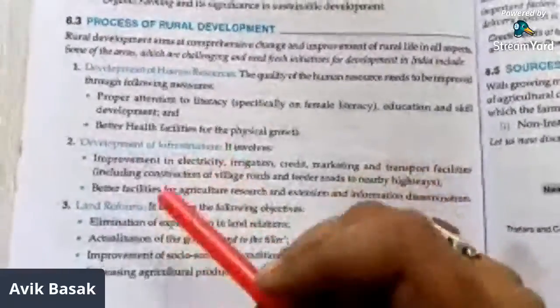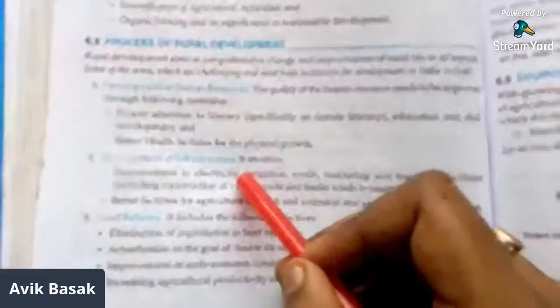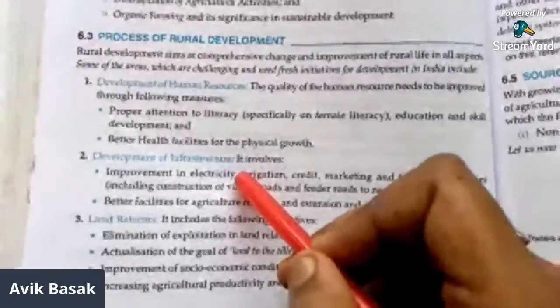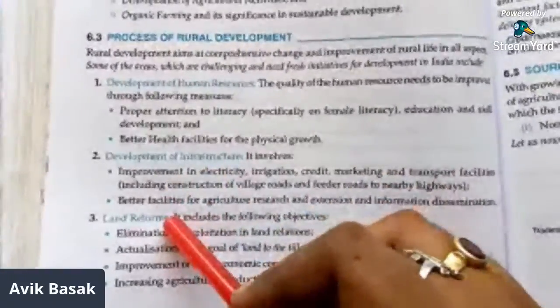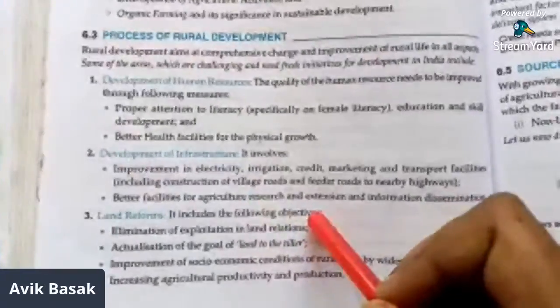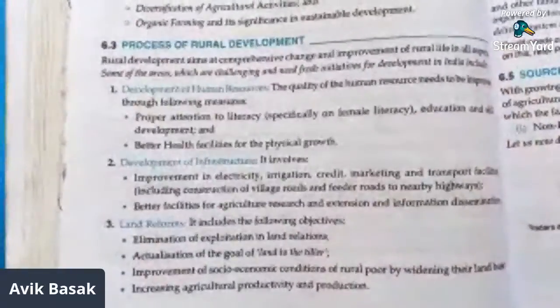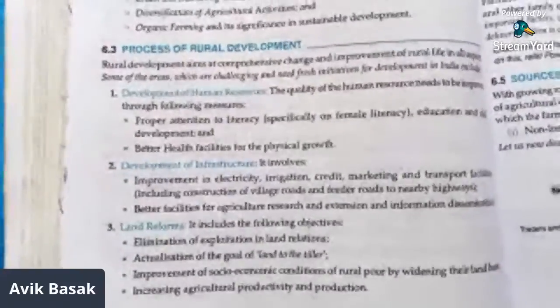The second area of development is infrastructure. It means transportation, communication and all this. It should be improved, with better facilities and research related to agriculture. Research, study, extension and new technologies should come up, so that the agricultural sector would develop.